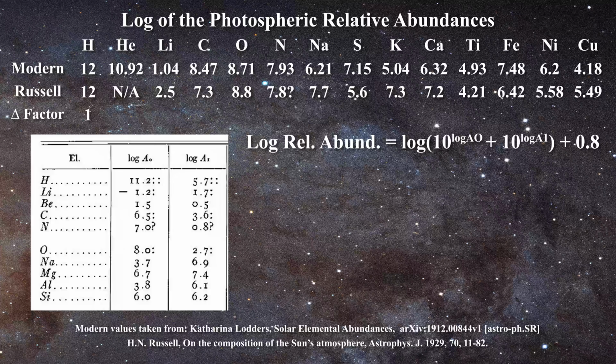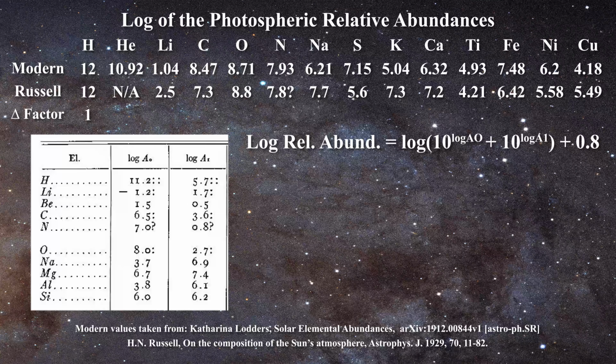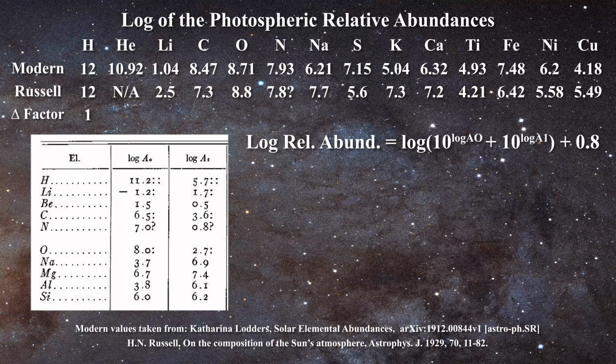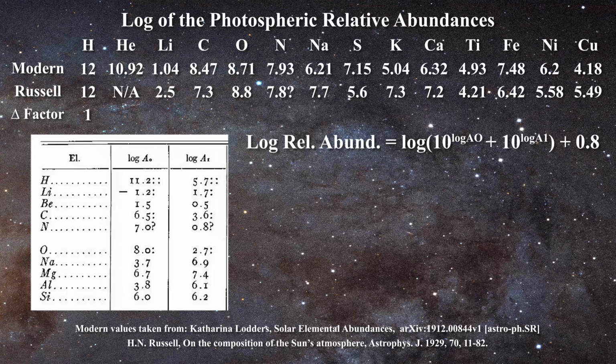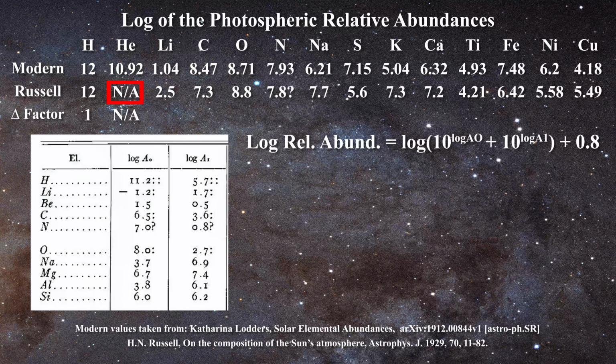In order to convert numbers for the other elements in Russell's table 14, we simply use this equation. I do not list all of the elements in the table, just a few to make the needed points. To begin, Russell does not provide us with a value for helium. That is because he has no way to properly ascertain it.